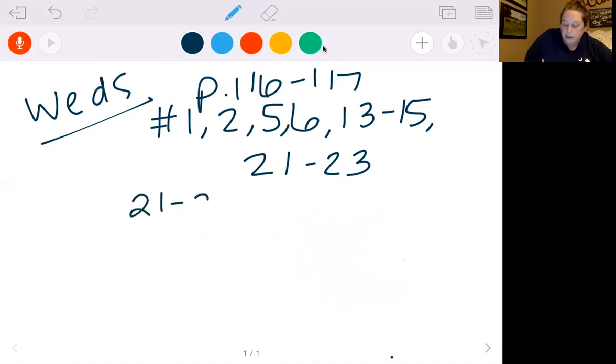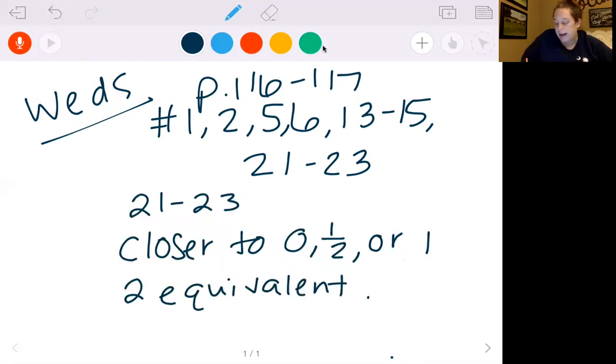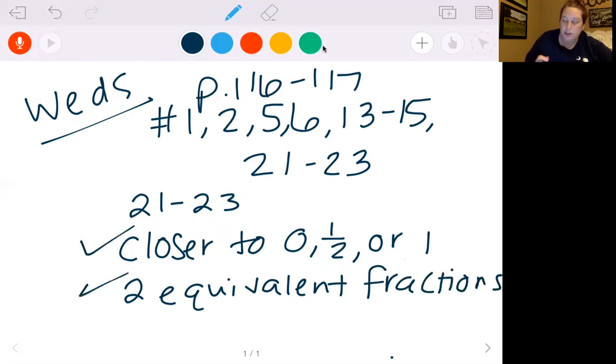For 21 through 23, you're going to tell me, is it closer to 0, half, or 1? Then you're going to give me 2 equivalent fractions. So on 21 through 23, you have 2 things to do here. Well, actually 3. Tell me, is it closer to 0, half, or 1? And then give me 2 equivalent fractions. Okay, so that's what you're doing today. Your homework is to study, and then tomorrow you'll have an open book test. See you for Thursday.